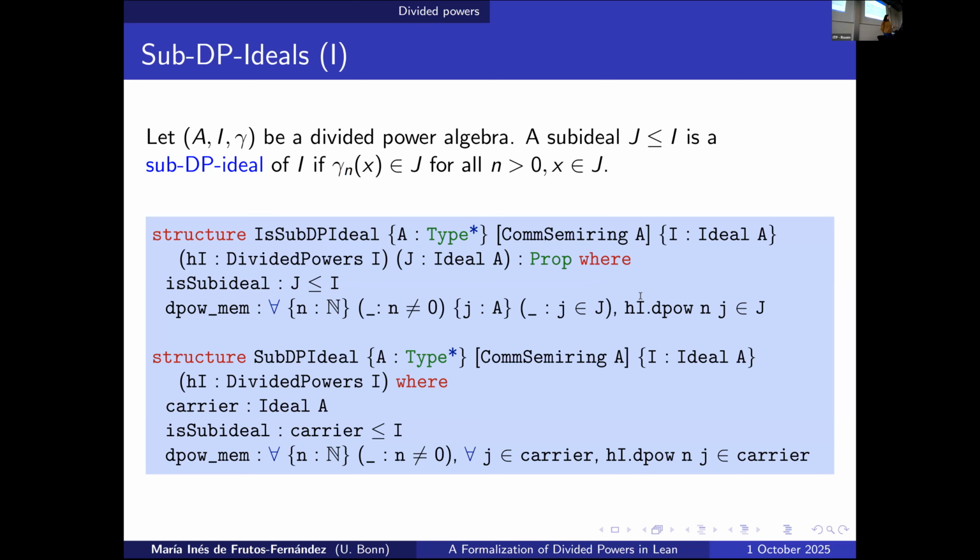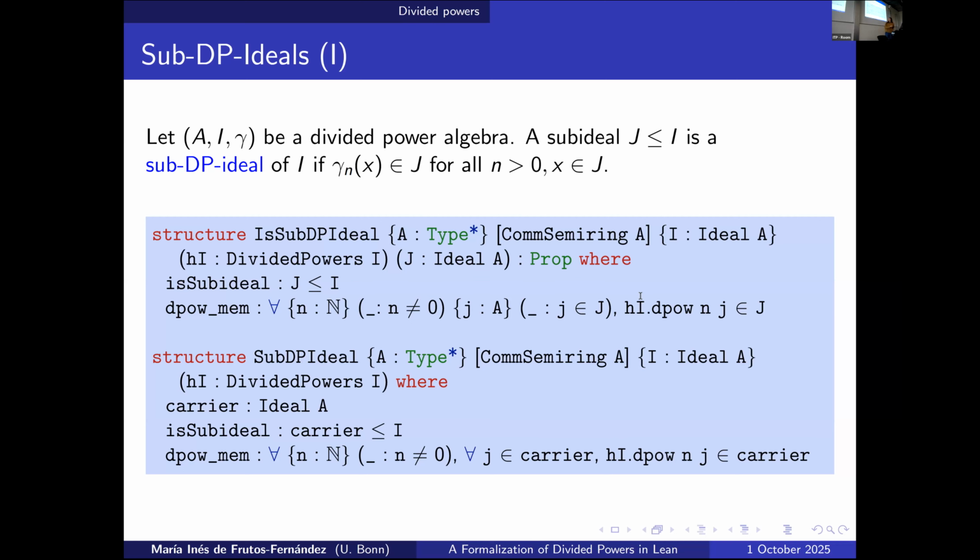We provide two versions of this definition in Lean. One is the propositional version, IsSubDividedPowerIdeal. That will be saying that you have an ideal J, which is given as data, and then you impose these two conditions on the ideal. This is the version that is more useful when you are working on some larger proof, and at some point you have to prove that some ideal that appears in the proof is a divided power ideal. In that case, it's more convenient to work with this unbundled version of the definition.